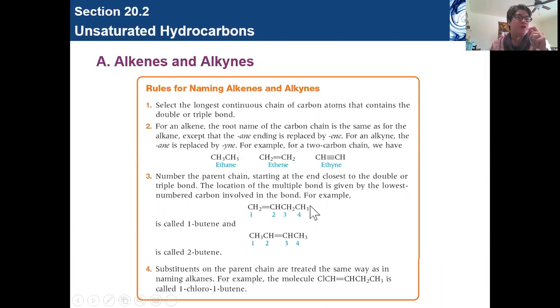So here you have butene, and the double bond is on that first carbon. You use the lowest numbering again. So this one would be 1-butene. And then this one, the double bond is on the second carbon, so you would name it 2-butene. You can also have substituents sticking off, so you'll have to name those accordingly too.